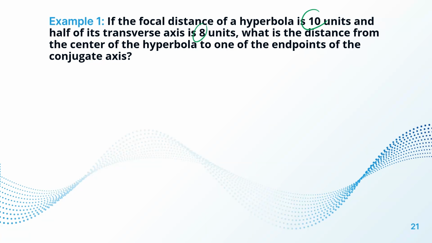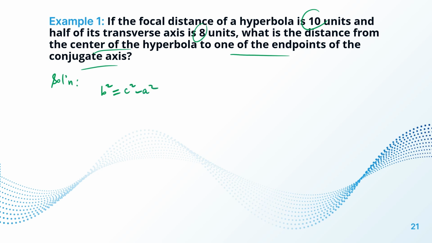What is the distance from the center of a hyperbola to one of the endpoints of the conjugate axis? Meaning to say, we're going to find the value of B. So here's the solution. Since the problem is asking for the value of B, and we're given the value of C, which is 10, and A, which is 8 units, we're going to use the relationship B squared is equal to C squared minus A squared.